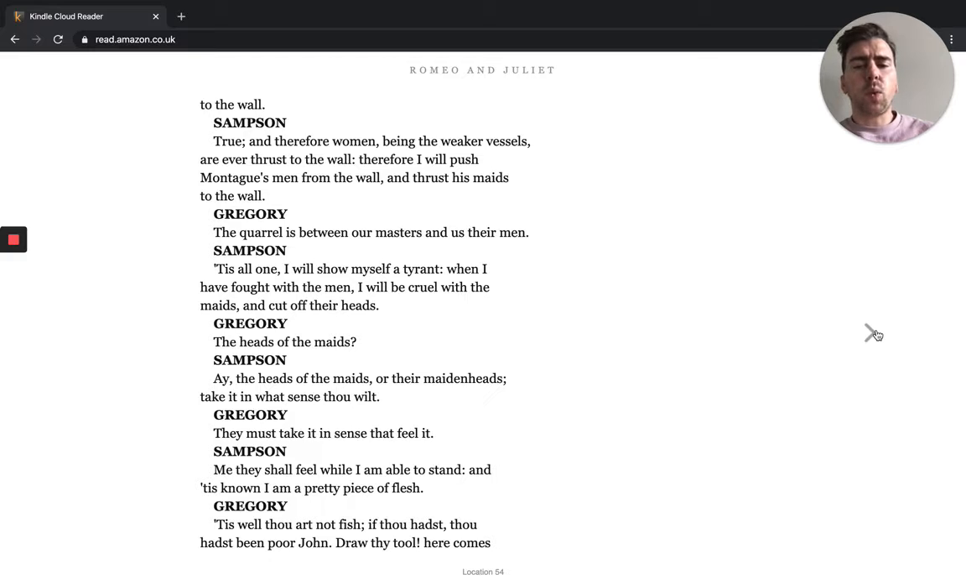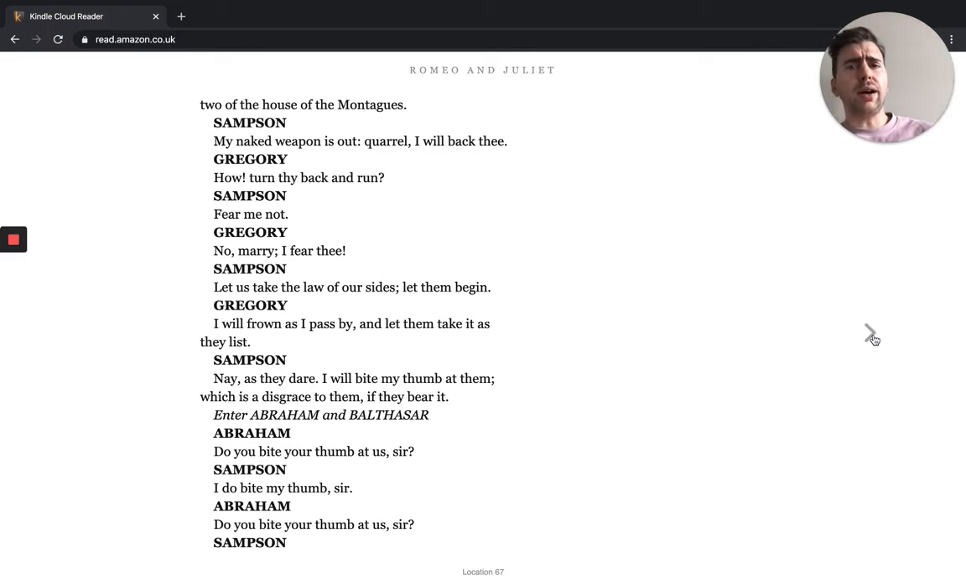Shall feel, while I am able to stand, and 'tis known I am a pretty piece of flesh. 'Tis well thou art not fish. If thou hadst been poor John. Draw thy tool. Here comes two of the house of the Montagues. My naked weapon is out. Quarrel. I will back thee. How? Turn thy back and run? Fear me not. No, marry, I fear thee.